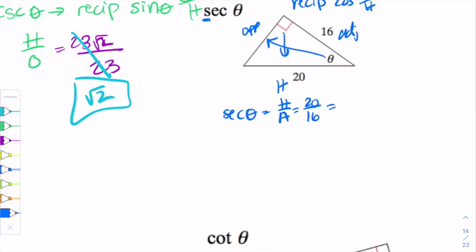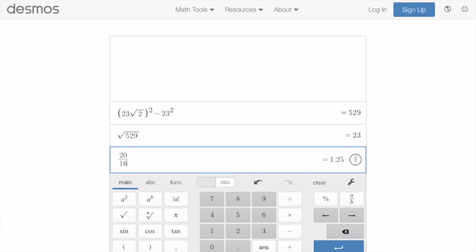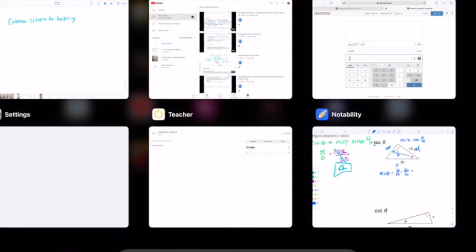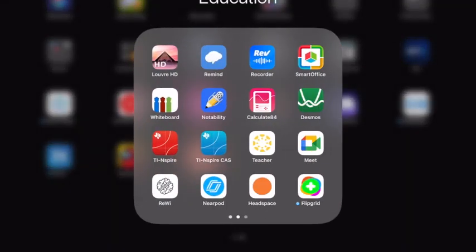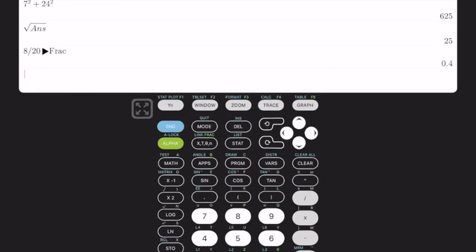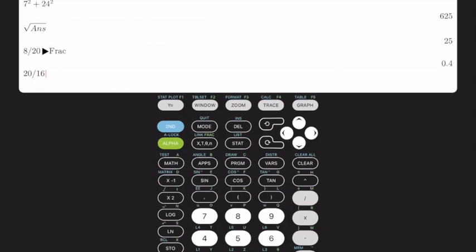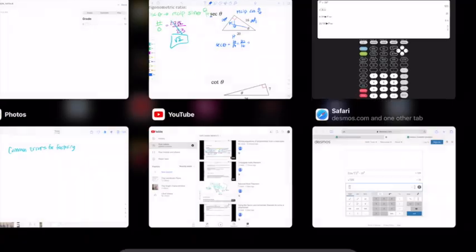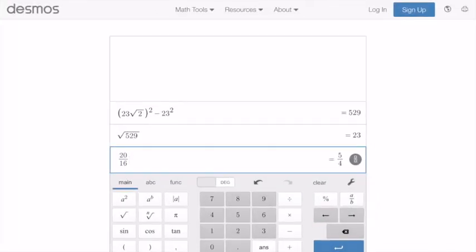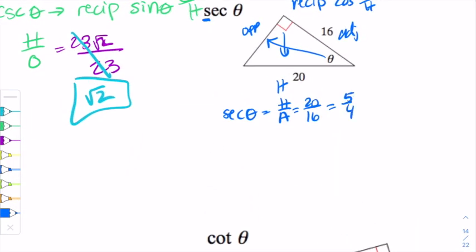So we reduce. Remember, you can reduce in your calculator. You can either do 20 divided by 16, and then hit the circle box to the right of the 1.25, and it will change it. Or if you are in a TI calculator, you can do 20/16, then Math, which is the third button down on the left, then enter on Frac, and then enter again, and it will switch it to 5/4 for you. So this gives you 5/4, or you can reduce by hand.